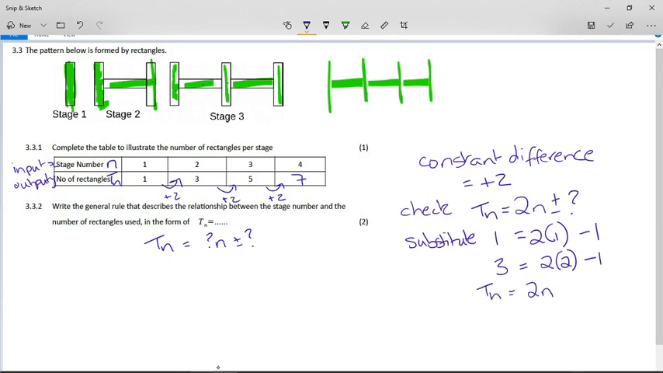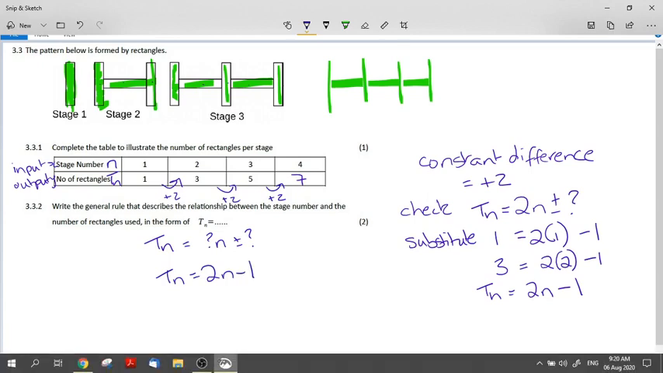Remember, this 2 came from the constant difference, and then we found this subtract 1 by fiddling, by substituting and checking. So my answer is going to be Tn equals 2n minus 1. There we go, and that's how you solve these problems.